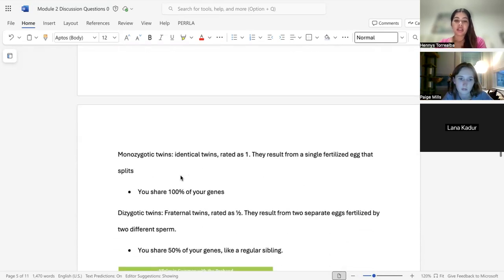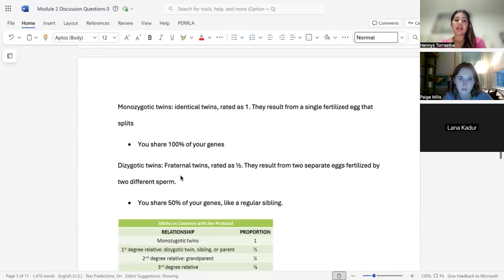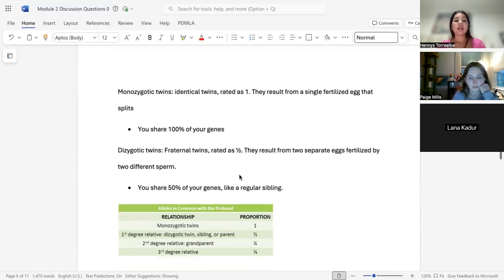Monozygotic twins are identical twins. In research, they're rated as a 1 because they share 100% of the genes and they result from a single fertilized egg that then splits. And then dizygotic twins, they're fraternal twins, they're rated as a half because they result from two separate eggs that are fertilized by two different sperm and they share 50% of the genes just like a sibling.